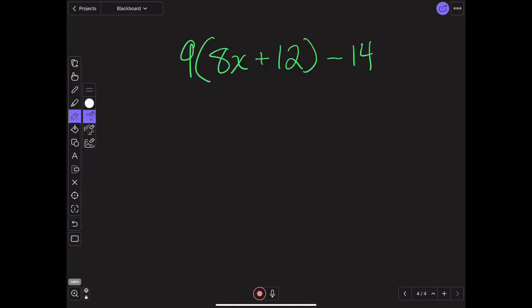Okay, very similar question to the last one, although we have to use a property to solve this one correctly. A property is a hint. So go ahead and pause the video and give this one a try. You're going to combine like terms as much as possible. And good luck.